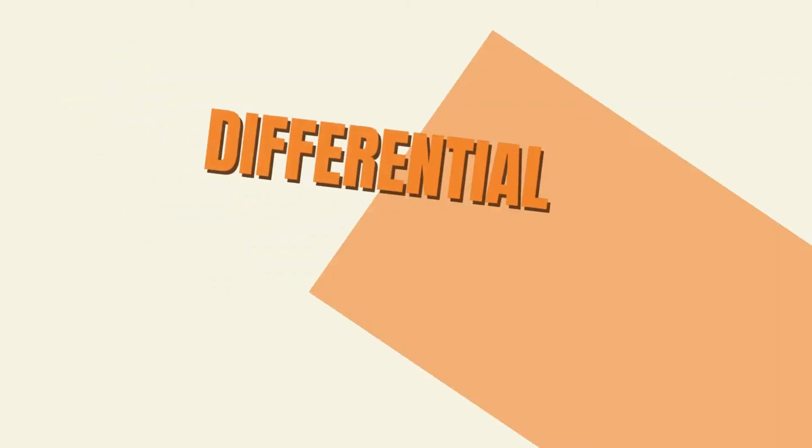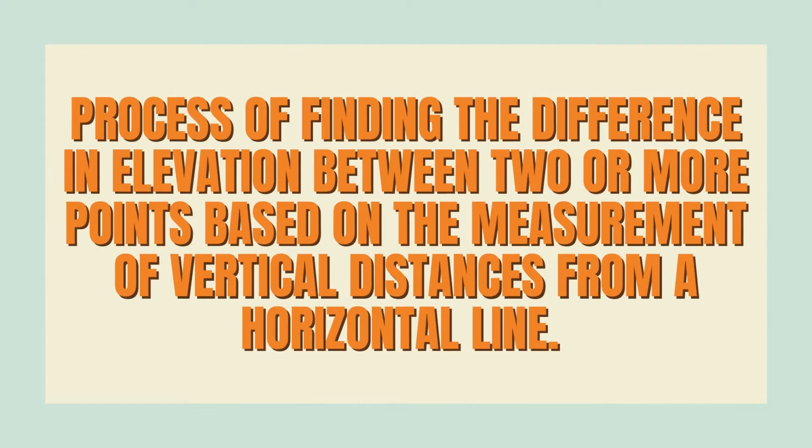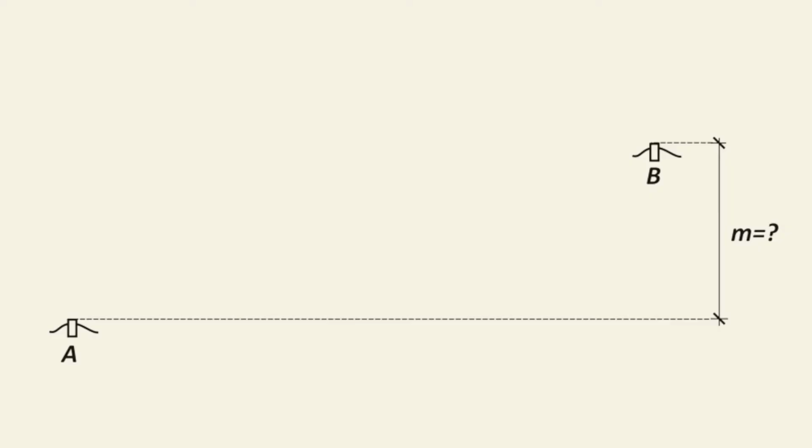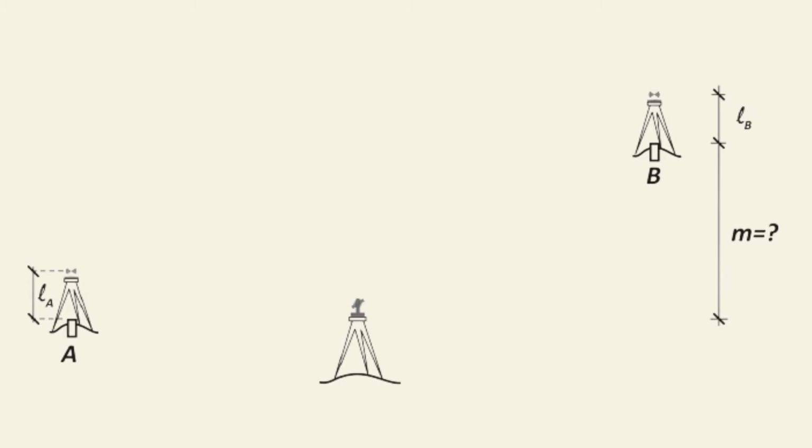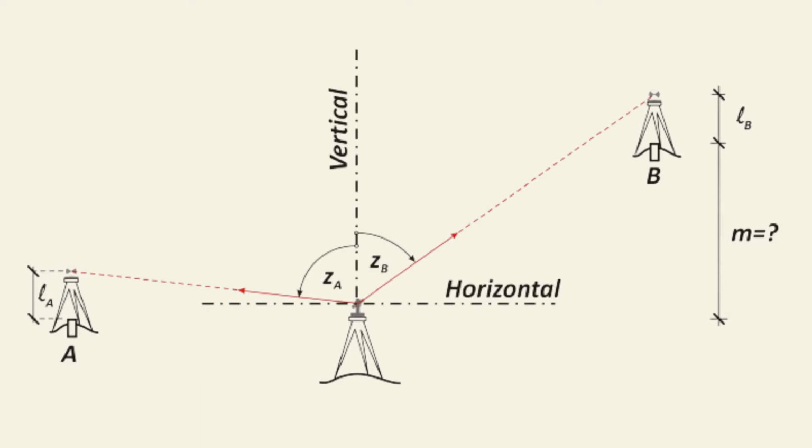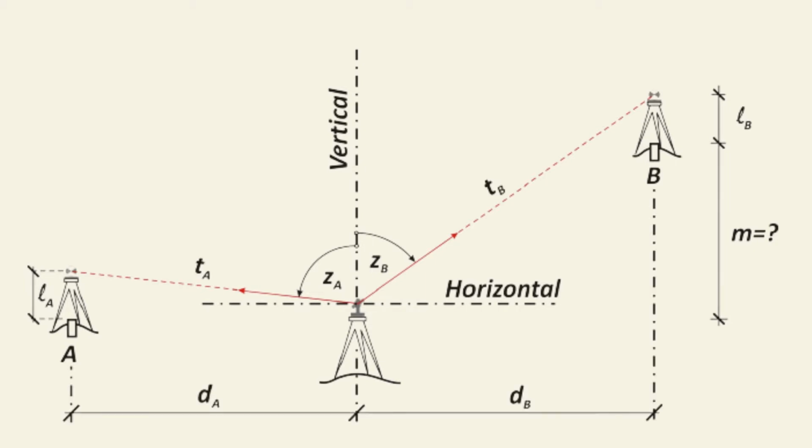This instrument is used in the method known as total station differential leveling, also called trigonometric heighting. Differential leveling is the process of finding the difference in elevation between two or more points based on the measurement of vertical distances from a horizontal line. On the other hand, total station differential leveling is a variant of conventional differential leveling, which is often used when traversing to calculate the heights of control points. The height of the instrument and the height of the target are the only further observations required.